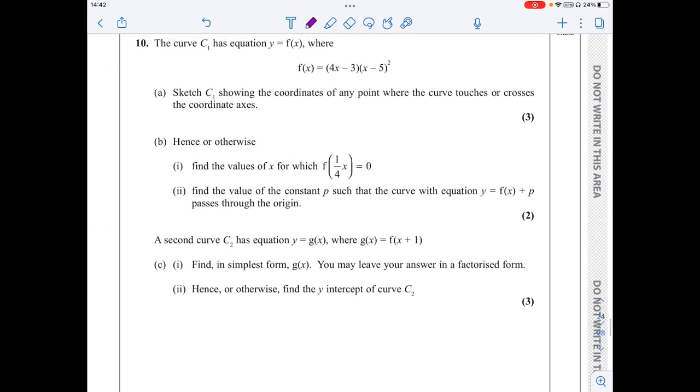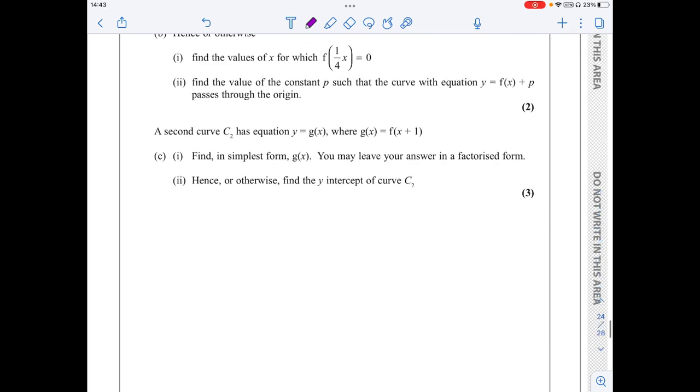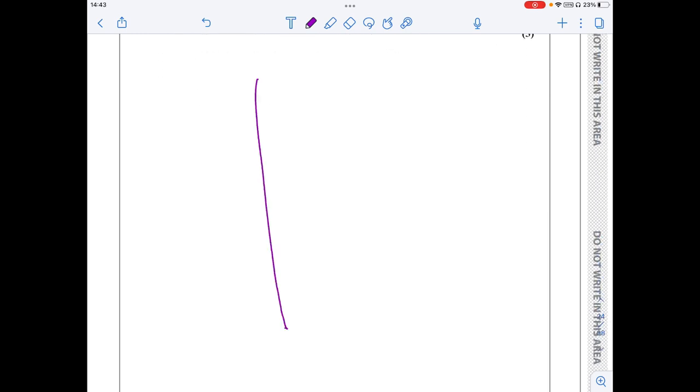Now question number 10. f of x has been given. Sketch C1 and give the coordinates of any point where the curve touches or crosses the x-axis or the coordinate axes. So it is (x minus 5) whole square. So it bounces at 5, and another point is nothing but 3 upon 4. Another point is 3 upon 4. It bounces at 5, and so the cubic curve, the approximate curve, looks like this.